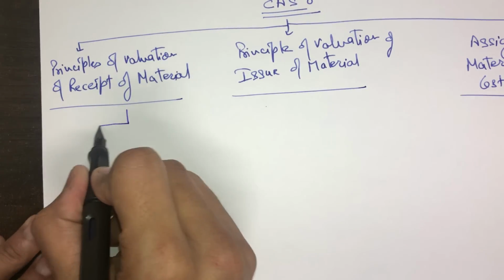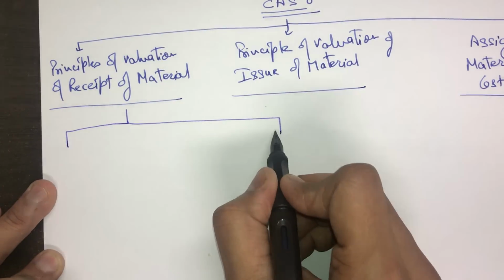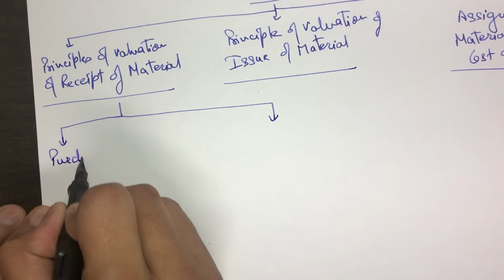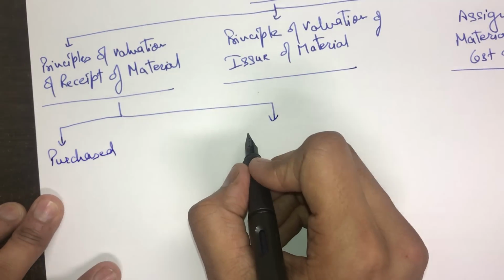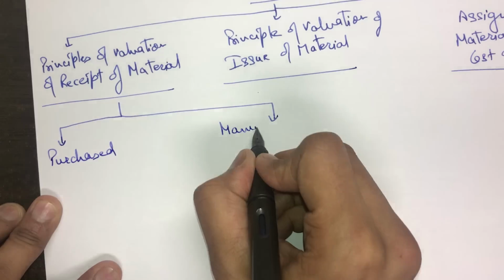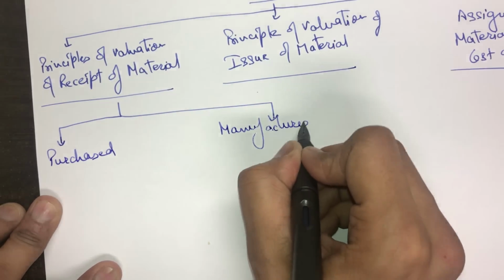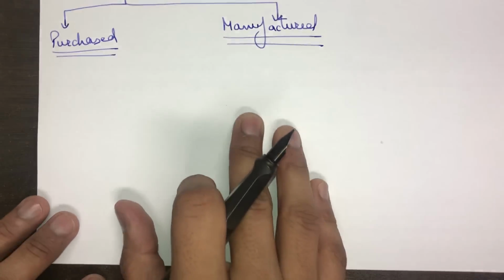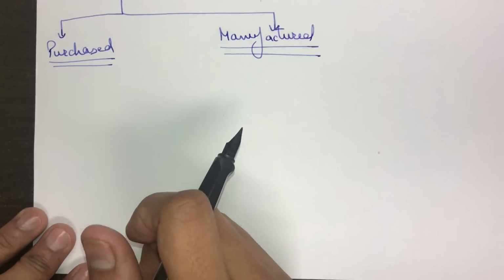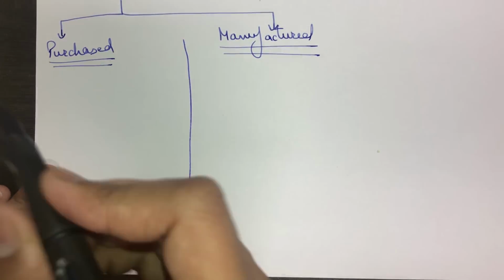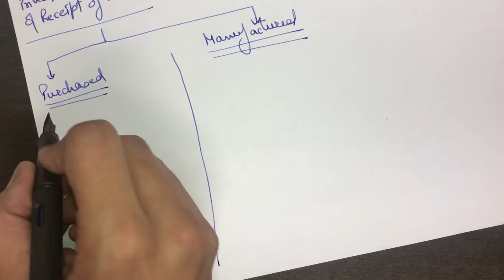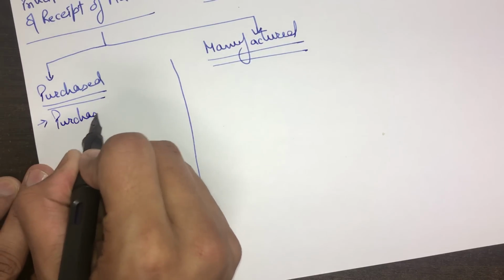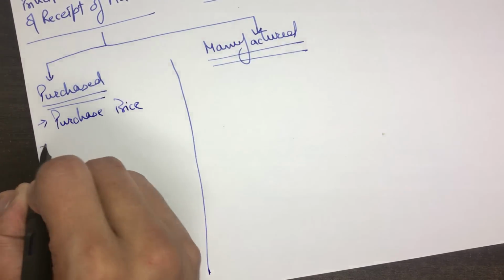Now let's start with principles of receipt of material. Now you can have 2 types of material. One can be the purchased material, which has been purchased from outside. Another one can be manufactured, which you have manufactured within your company. If there is a purchase of material, you have purchased this material from outside, then what will be your material cost? It will simply be the purchase price.